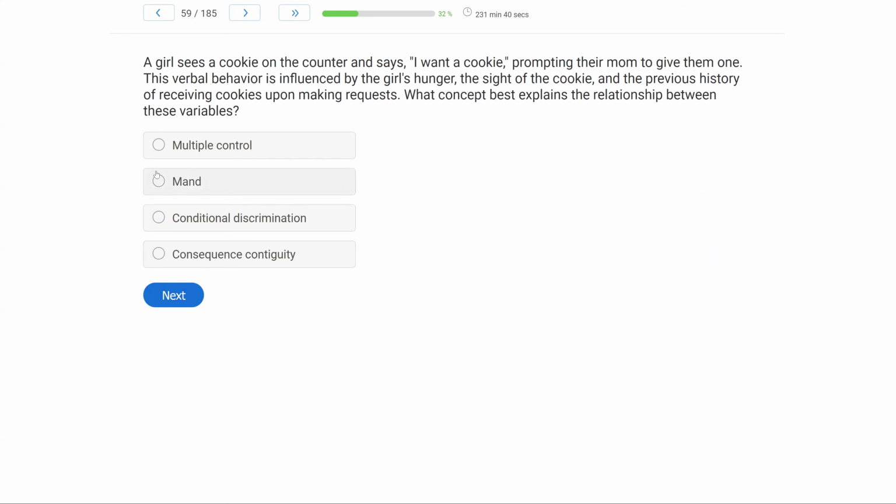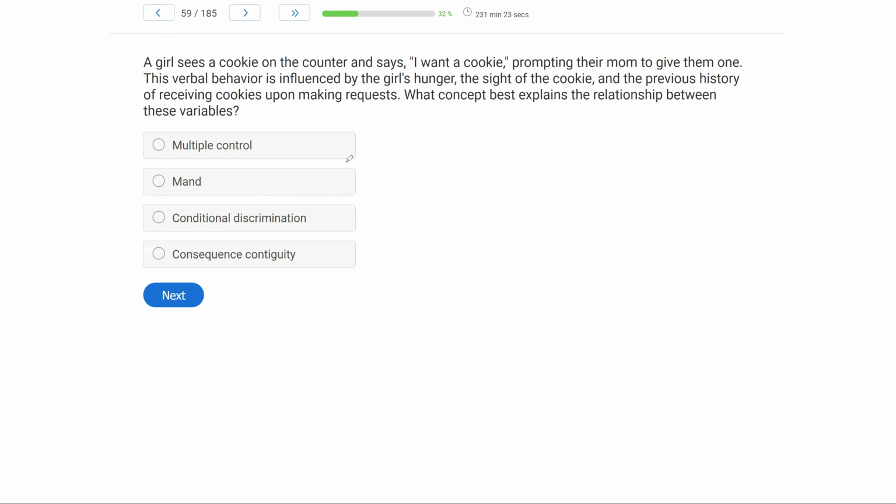A girl sees a cookie on the counter and says, "I want a cookie," prompting their mom to give them one. This verbal behavior is influenced by the girl's hunger, the sight of the cookie, and the previous history of receiving cookies upon making a request. What concept best explains the relationship between these variables?